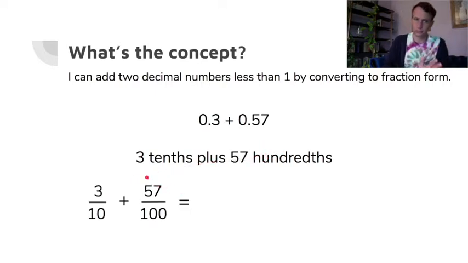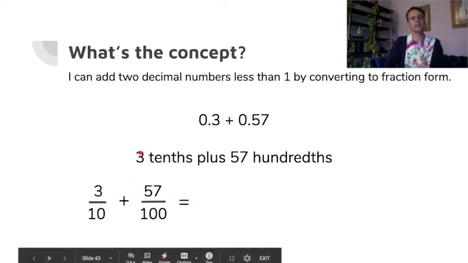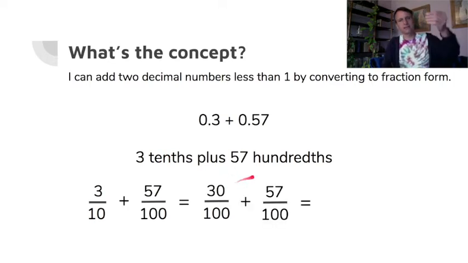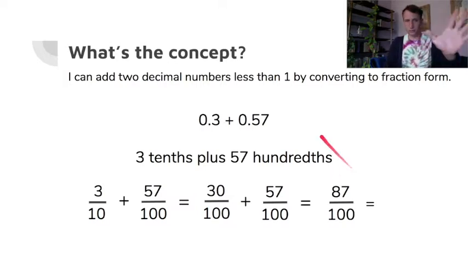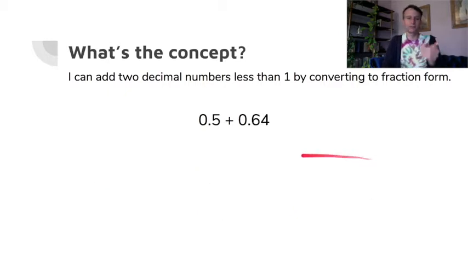Now, of course, we have different denominators here. So 3 tenths is how many hundredths? 30 hundredths. Good, you're getting good at that. Plus 57 hundredths, total of 87 hundredths. Write it as a decimal now because that's what our original example was in. Good, 0.87. That was the easiest one we're going to do. Yeah, keep smiling. All right, here we go.